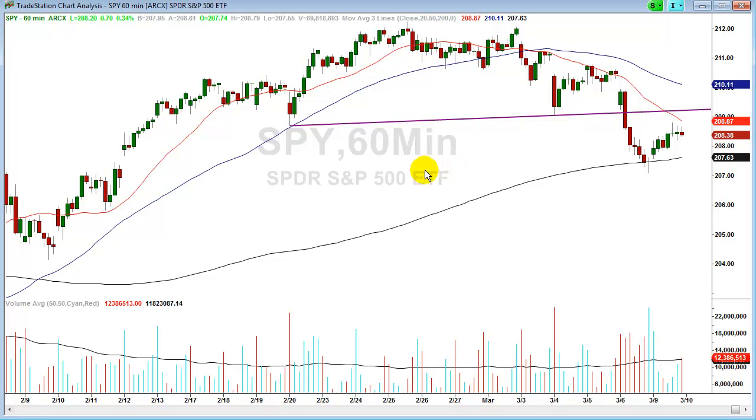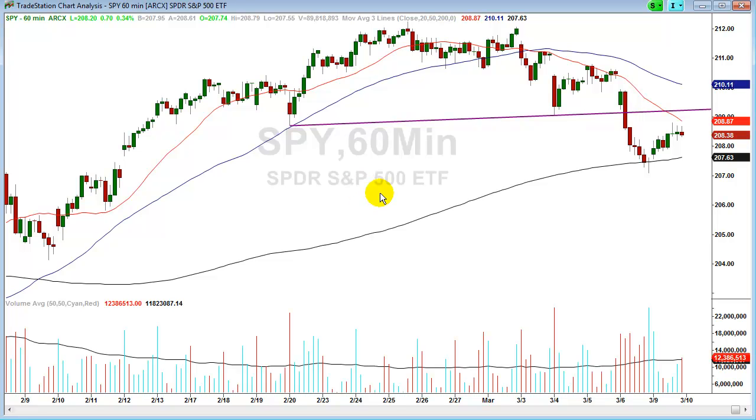This line comes from what could be, or an argument can be made that is, a head and shoulders pattern on the 60-minute chart, or hourly chart. This would be a left shoulder, this would be a head, and this would be a right shoulder. And this is the neckline that we broke on Friday, if this pattern were to be valid.